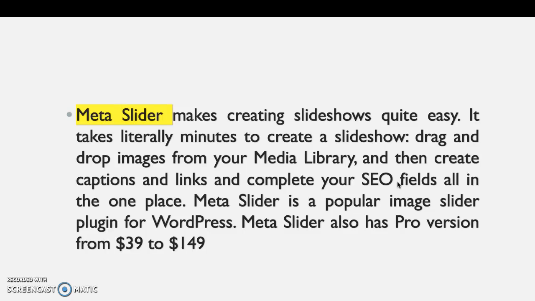And there's another one called Meta Slider. Meta Slider makes creating slideshows very easy because it only takes a few minutes to create a slideshow. You can drag and drop images from your media library and then create captions and links and complete your SEO fields all in one place. Meta Slider is a popular image slider plugin for WordPress. It also has a pro version, and they go from $39 to $149. So, depending on your needs again, or which one you think might be easier for you to use, you can choose between this one and NextGen Gallery.